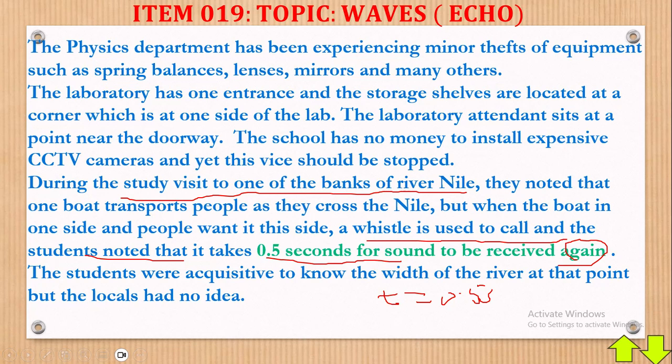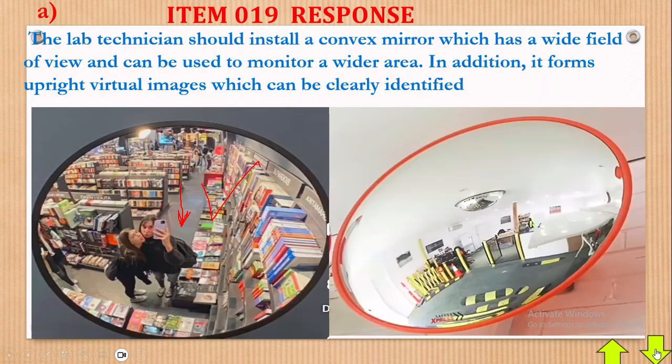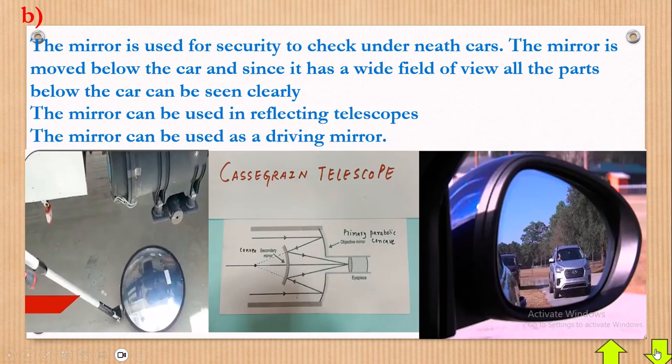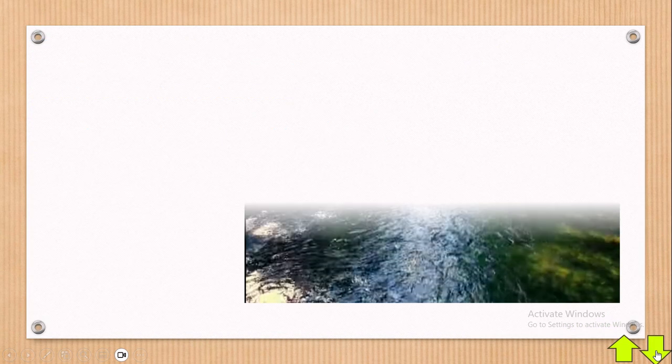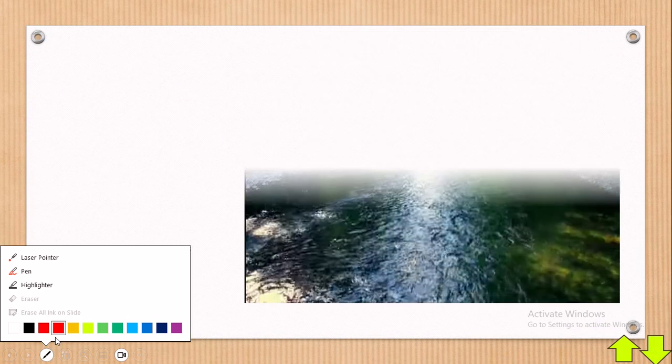Now let's go and see. We have the time is 0.5. Then also remember that we have in the hint here that the speed of sound in air is 340, but we want the distance. Let's go there. That's the picture of what you're going to use as our study guide.